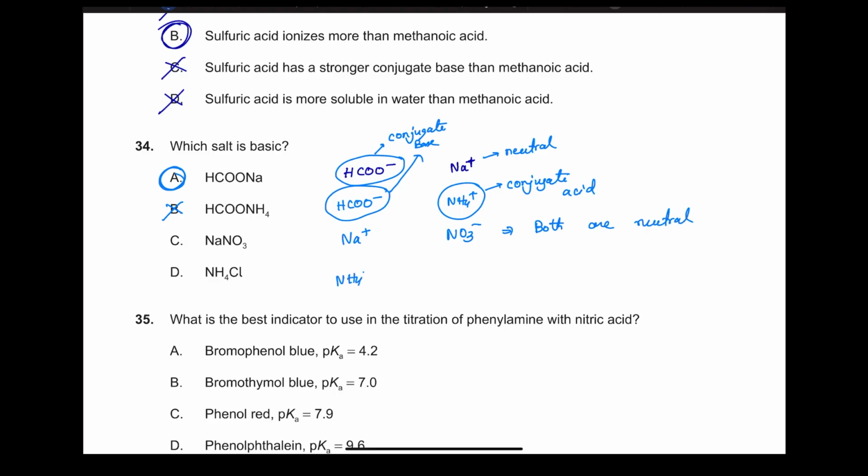NH4+ and Cl-. NH4+ is a conjugate acid, this thing. Cl- is neutral. The conjugate acid and neutral will form, of course, the acidic solution, right? The C and D are also incorrect.